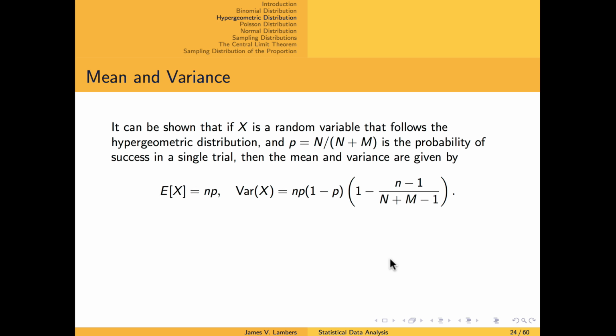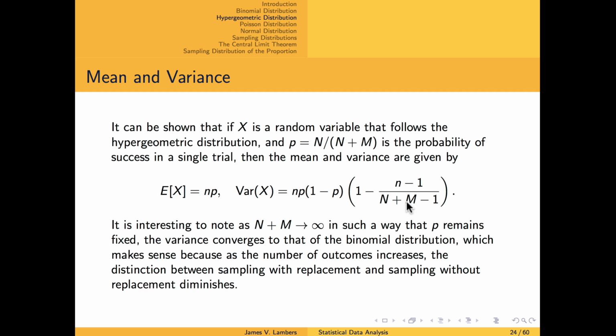Now, what are the mean and variance of this hypergeometric distribution? It turns out that the mean, or expected value, is the same as for the binomial distribution, n times p. The variance is different. Note that it is equal to the variance of a binomial distribution, n times p times 1 minus p, times this additional factor. However, it is worth noting that as the number of total items from our set of successes and failures, capital N plus capital M, goes to infinity, and in such a way that the proportion of successes, or p, remains the same, then this term goes away, and the variance converges to that of a binomial distribution.